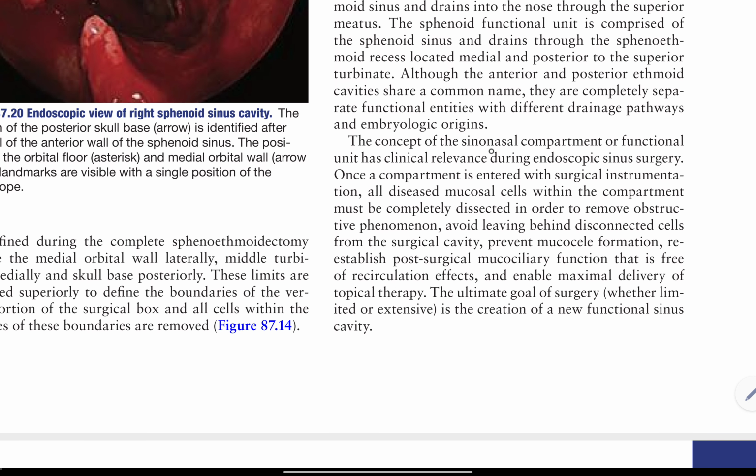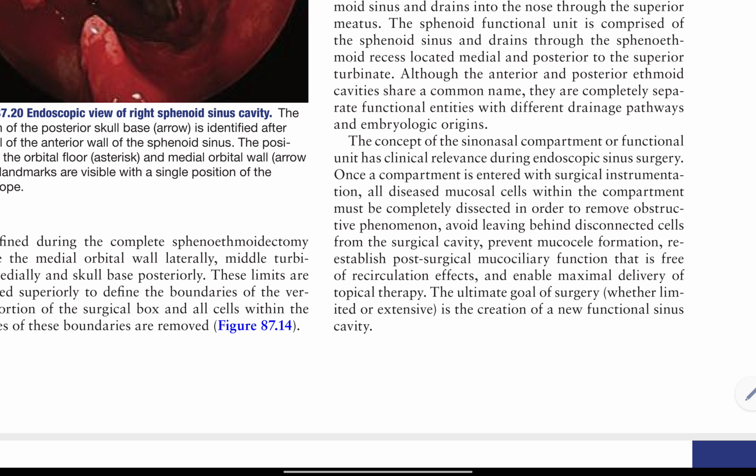The concept of the sinonasal compartment or functional unit has clinical relevance during endoscopic sinus surgery. Once a compartment is entered with surgical instrumentation, all diseased mucosal cells within the compartment must be completely dissected in order to remove obstructive phenomena.